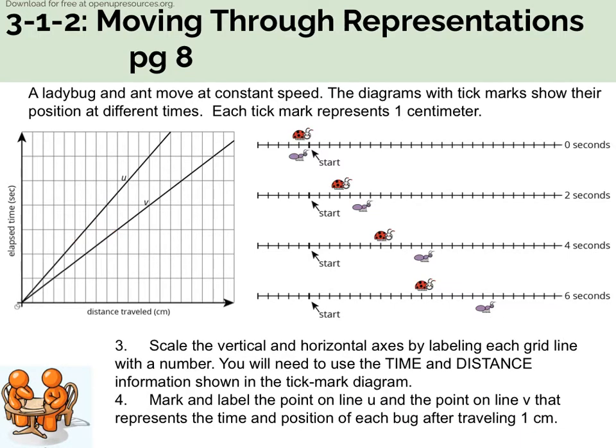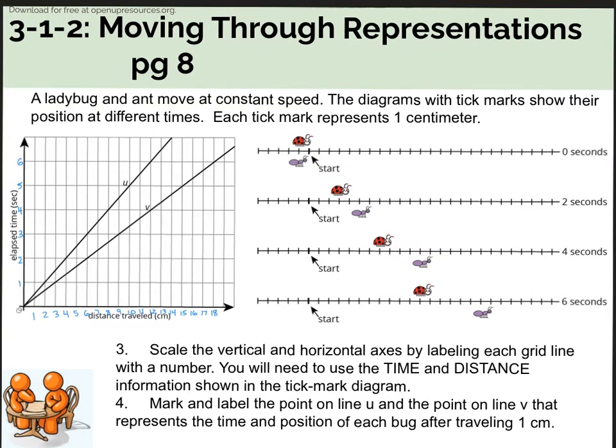So moving on, still on page 8, we're going to answer the question. Scale the vertical and horizontal axis by labeling each grid line with a number. You will need to use the time and distance information shown in the tick mark diagram. So we're going to use this information up here, and then we're going to label it here. Mark and label the point on line U and a point on line V that represents the time and position for each bug after traveling 1 centimeter. Okay, so go ahead and pause again, work through that right now, and then we'll see what we get as far as our answers.